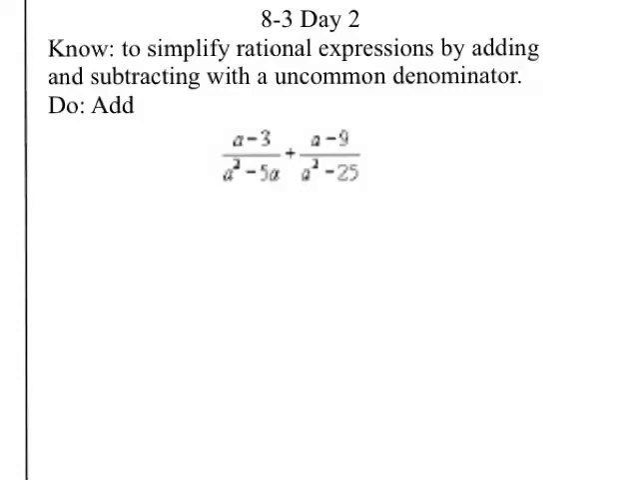Welcome, folks. Today we're going to take a look at simplifying rational expressions by adding and subtracting with an uncommon denominator. Last time we had a common denominator. Look at these denominators here, a squared minus 5a and a squared minus 25. Today, these two denominators are different. So we're going to take a look at how to add them when they have uncommon denominators.